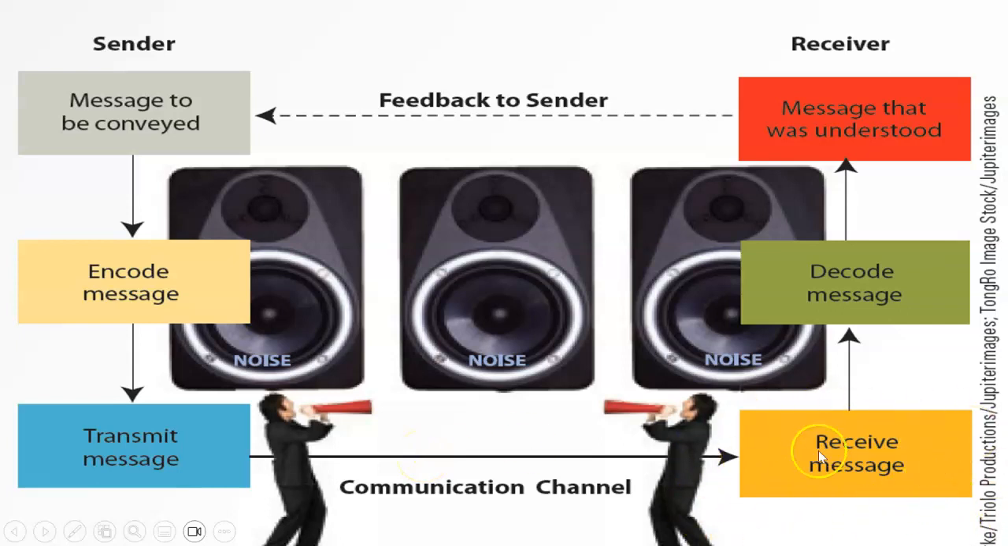The receiver then receives the information and has to decode that message. Basically, they have to try to make sense of what the message said. Then the message is either understood or it's not, and they send feedback to the sender. At the same time, you have all kinds of noise going on in the background, literal noise, distractions, etc., that can impact effective communication.